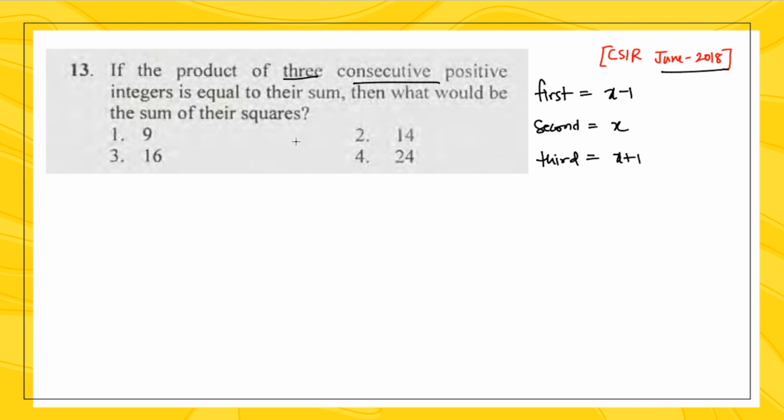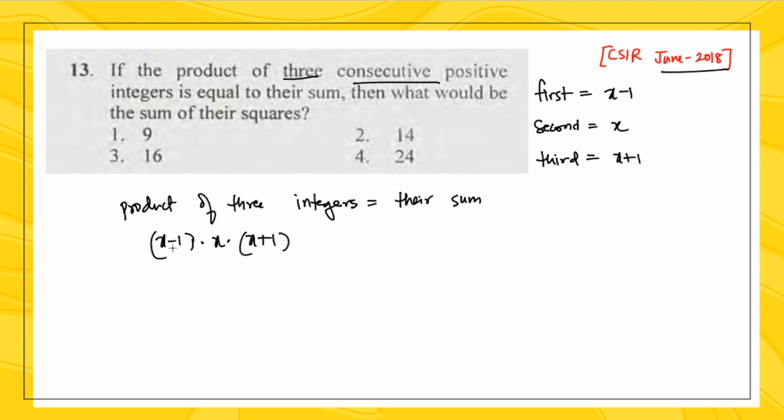What they are telling? The product of three integers is equal to their sum. That means x minus 1 multiplied by x multiplied by x plus 1, the product of all the three, is equal to their sum. The sum is x minus 1 plus x plus 1. This is what you have to solve, and you have to calculate the value of x. So, let us leave this.